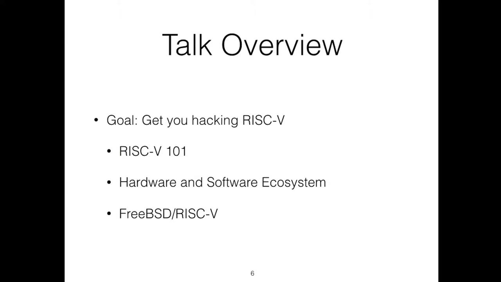What does the ISA look like from the user perspective and from the privileged perspective? What does the assembly code look like? I'm actually going to show assembly. And then I'll talk a little bit more about the hardware and software ecosystem. What soft cores are out there? What software is out there as well? What operating systems can you choose?